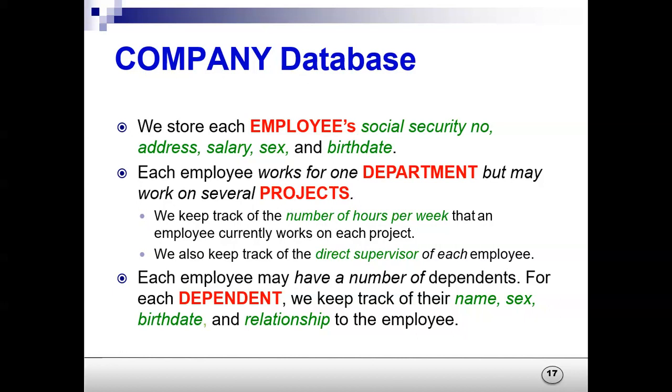So for one employee, just use your brain. It is possible for an employee to work in the IT department, but they can work on various projects, right? So that is one department, various projects. And we can keep track of the number of hours per week that an employee currently works on each project. Then we can also keep track of the direct supervisor of each employee, who is the manager. Next, each employee may have a number of dependents. Dependents means your children or your parents. For each dependent, we can keep track of their name, sex, date of birth, and relationship to the employee.